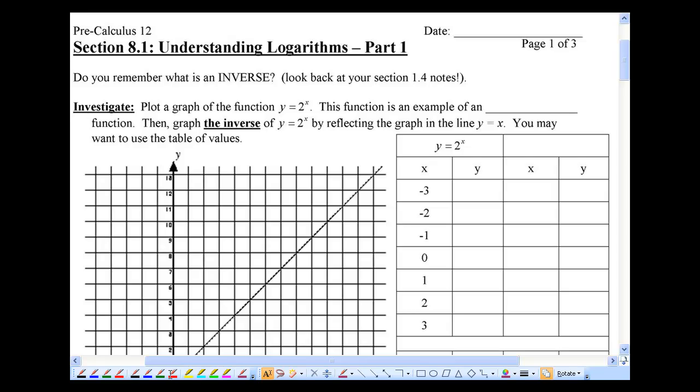Alright? Also, we'll need to know something called inverse, and I think you remember that from section 1.4. And if you don't, quickly right now, pause the video and look back at your notes first, and then come back and take a look at this investigation.